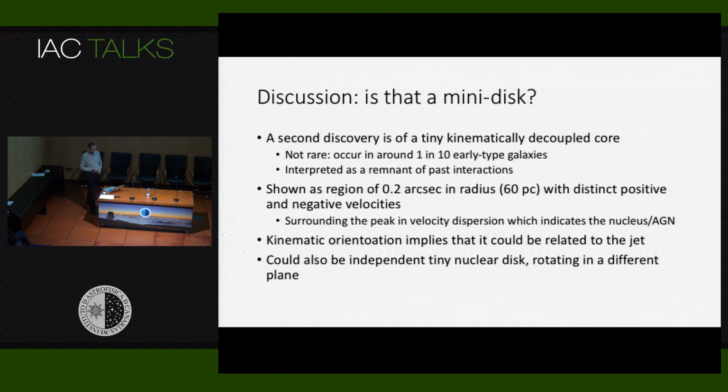It could also be, of course, an independent and quite small nuclear disk, which is rotating in a different plane and may result from a previous interaction. This is like a traditionally decoupled disk interpretation. So it may or it may not be related to the AGN, and that's speculation, and you can choose what you prefer here.